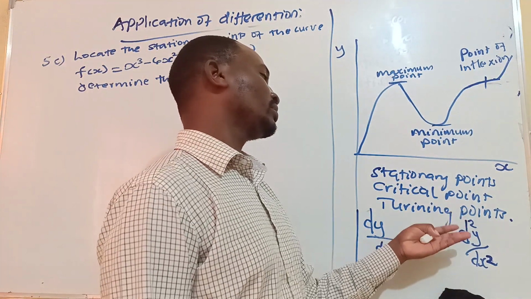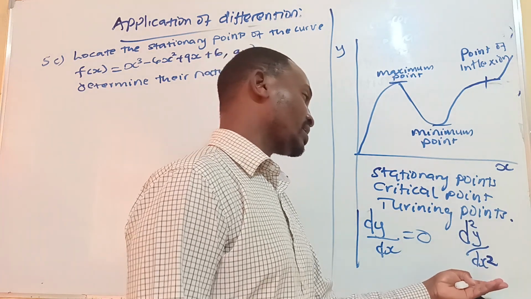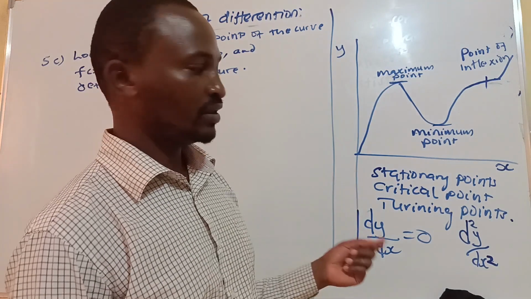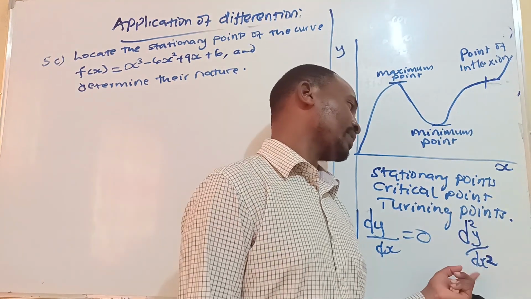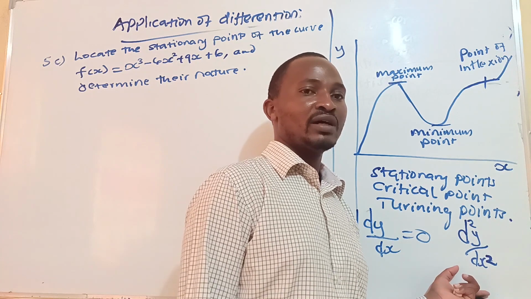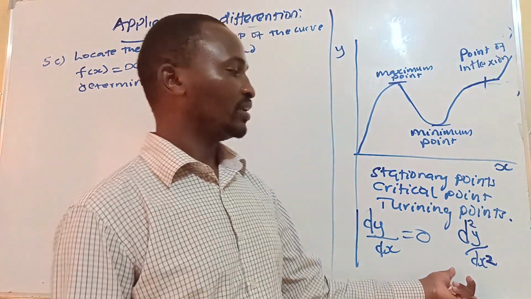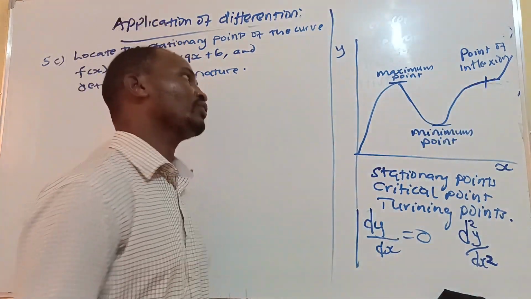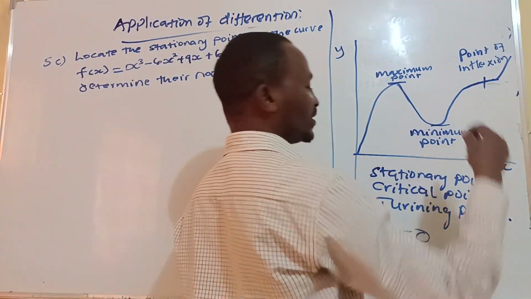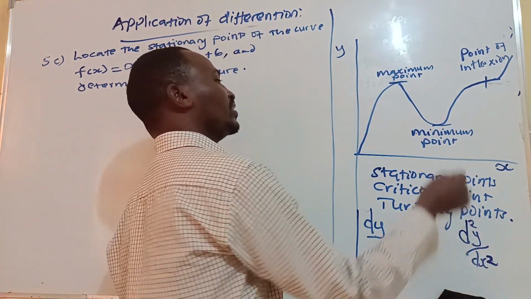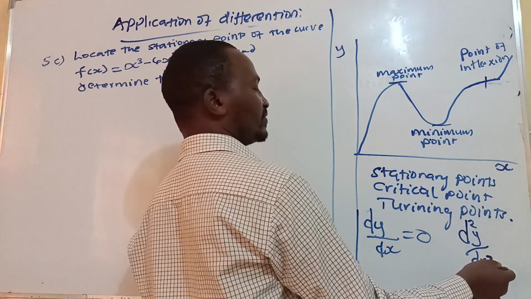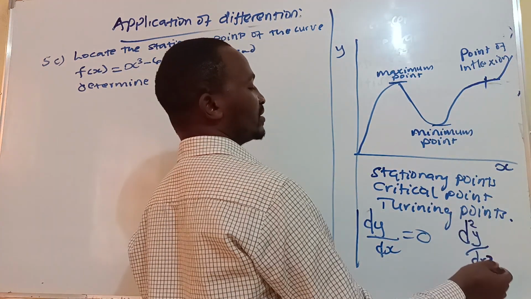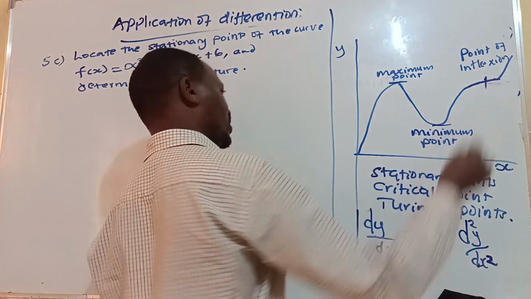If the second order derivative of y with respect to x is positive, then that is a minimum point. But if the second order derivative of y with respect to x at that particular point whose nature you want to determine is 0, then that is a point of inflection. So for maximum points, second order derivative should be negative. For minimum points, second order derivative should be positive. And for point of inflection, second order derivative should be equal to 0.